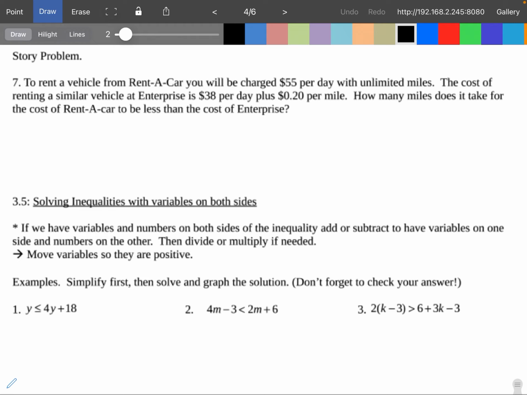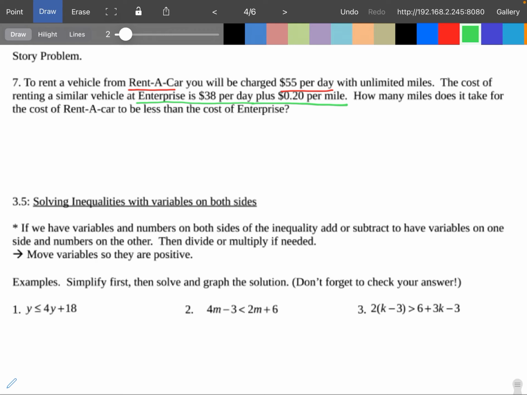Okay. This says you want to go to the car rental place. You're going to rent the car for just one day, okay? You're trying to figure out if it would be cheaper to rent a car or go to Enterprise. All right, so rent a car just charges you $55 for the day. That's just a flat fee, just $55. But then Enterprise, they charge you $38 per day, so they charge you $38 up front, plus they charge you 20 cents per mile.